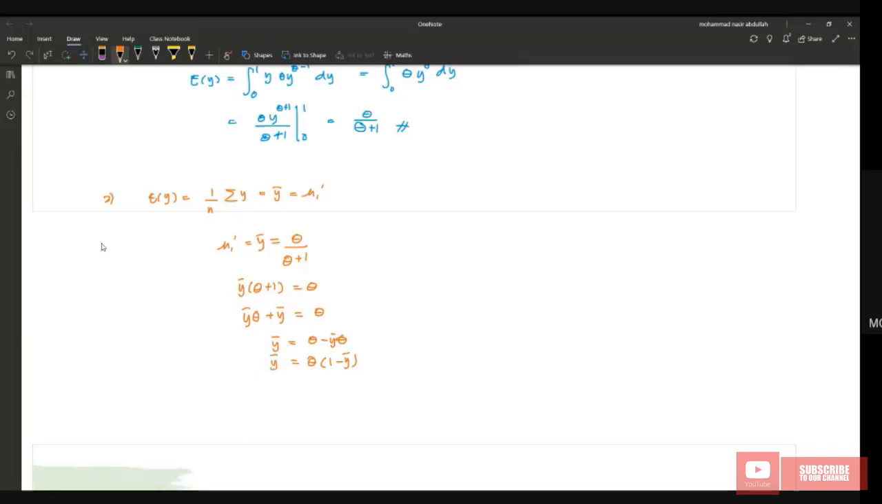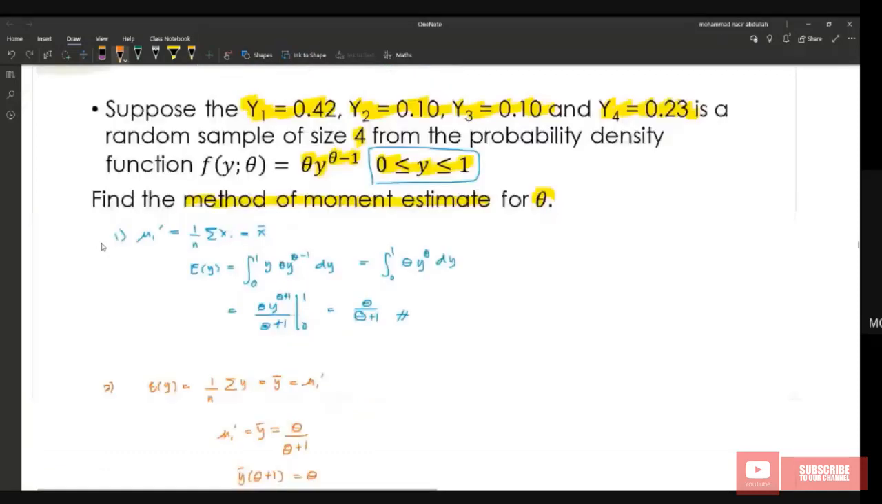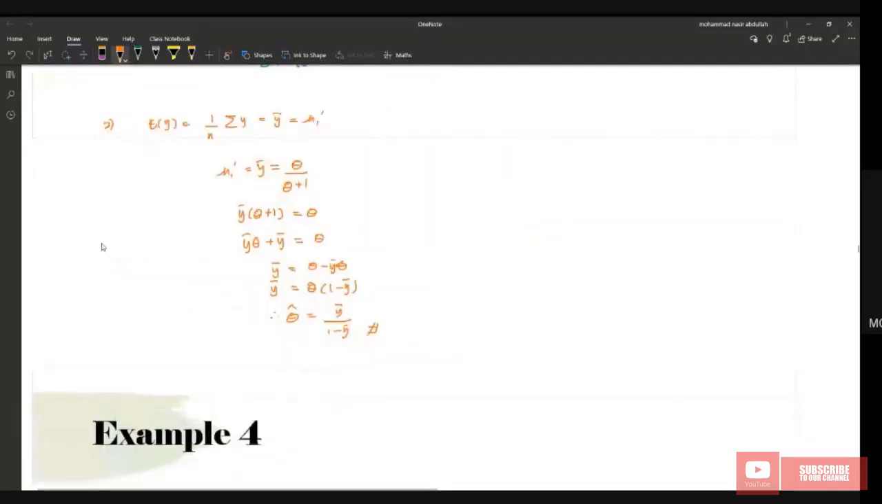So this is going to be theta times 1 minus y bar, equal to y bar. So then theta hat should be equal to y bar divided by 1 minus y bar. So this is the estimator for theta. So we want to find the point estimate of theta. Since we have the values of y, theta hat is equal to y bar divided by 1 minus y bar.